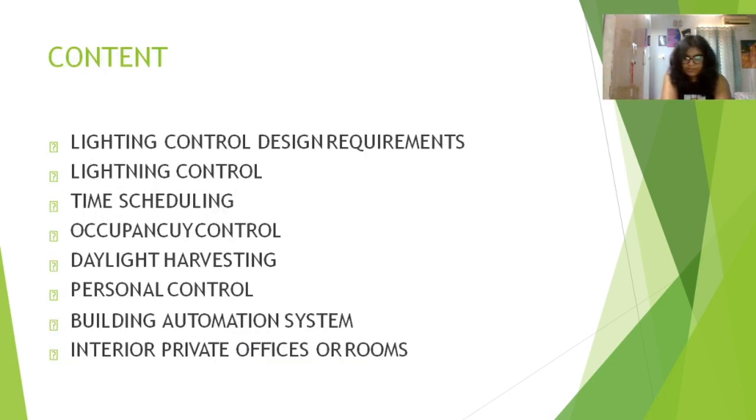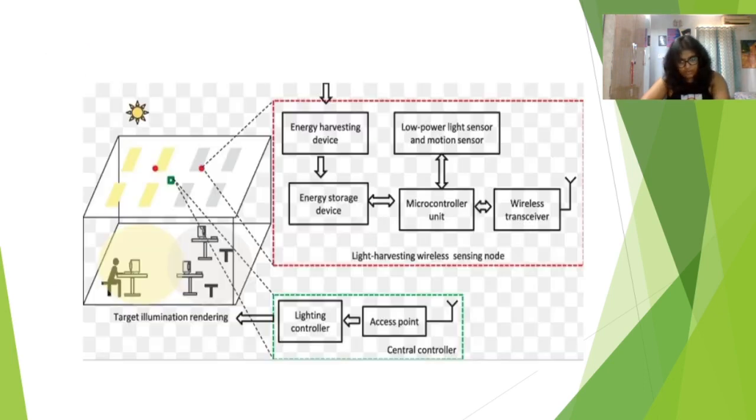So these are the contents. The first is lighting control design requirements. The second is the lighting control. The third is the time scheduling. The fourth is occupancy control. Fifth is daylight harvesting. Sixth is personal control. Seventh is the building automation system. And eighth is the interior private offices or rooms. This is how an electrical lighting system works.